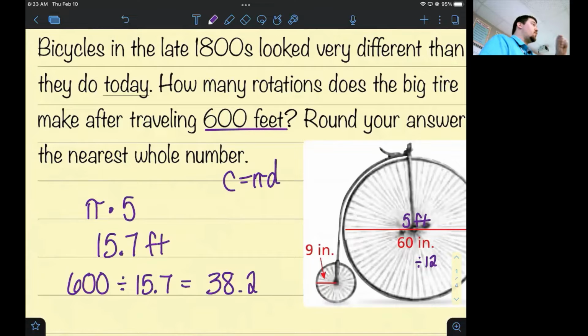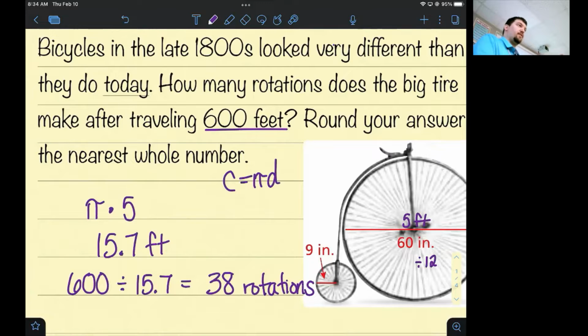38.2 is going to be closer to 38 than it is to 39, right? So we'll just go ahead and say 38 rotations, not feet. It asked me how many rotations the tire is going to spin. So 38 rotations. That's not a lot, actually, right? To go up and down a football field and your tire's only going to spin 38 times.